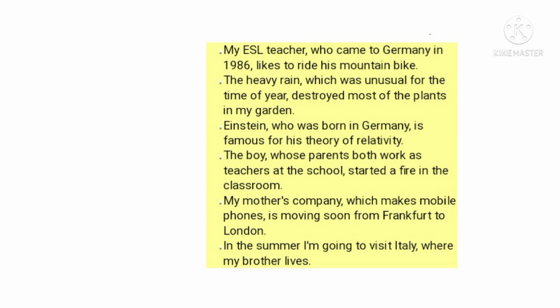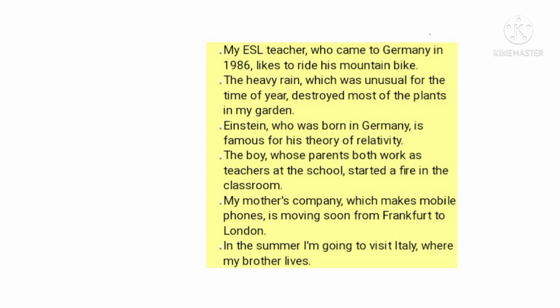Take the first example. My ESL teacher, who came to Germany in 1986, likes to ride his mountain bike. So, here the relative clause is giving extra information about the ESL teacher. My ESL teacher, then it is about giving extra information about that noun, the noun teacher, who came to Germany in 1986. So, in this sentence, the relative clause is giving extra information about the noun, and you can see it is separated off by commas. Okay, and the relative clause is starting with the relative pronoun who.